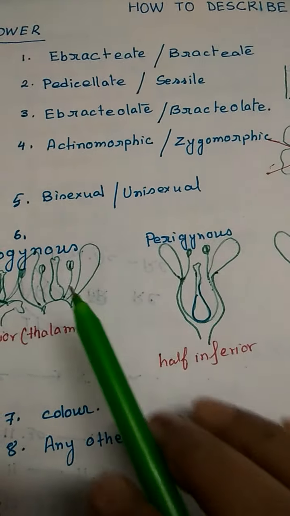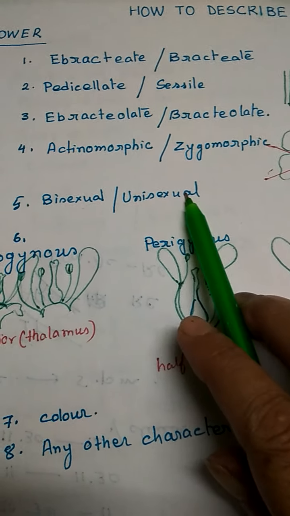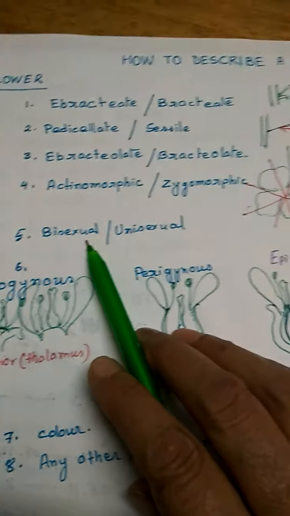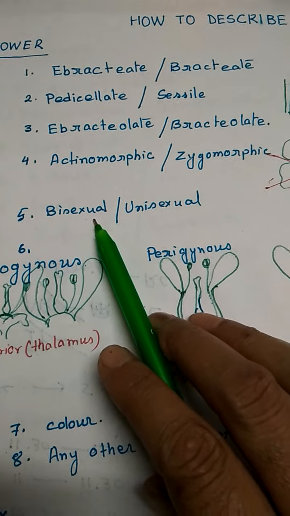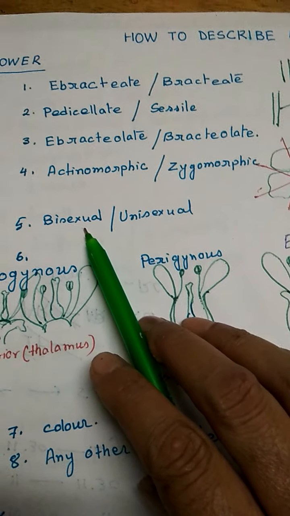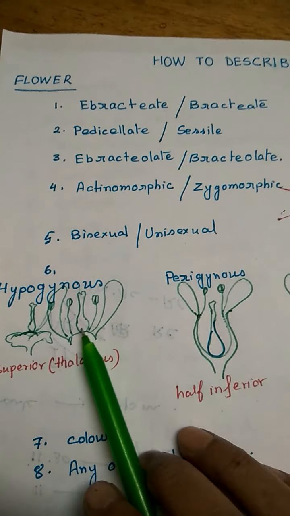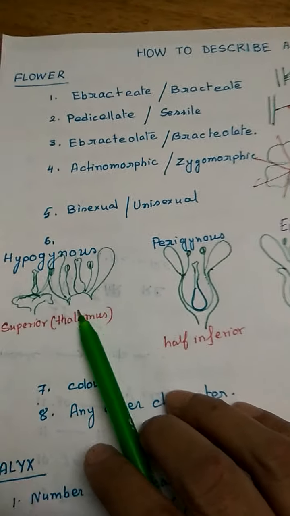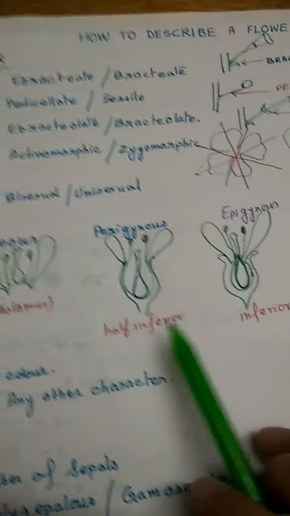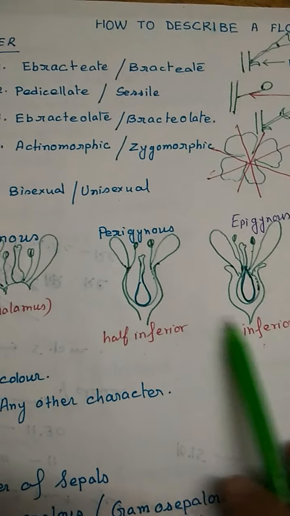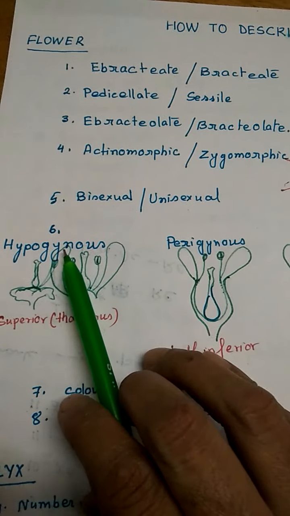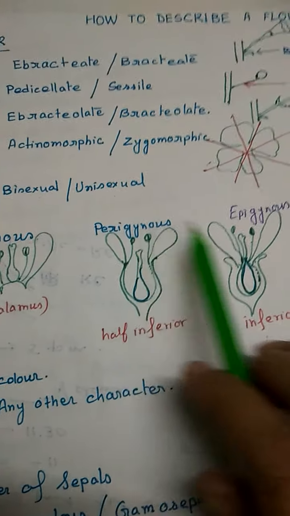So next one is whether they are bisexual or unisexual. If both the male and female reproductive parts are present, then bisexual. If only one is present, then it is unisexual. Now the type of the ovary. Either it is superior or inferior. It is known as hypogynous, perigynous, epigynous.